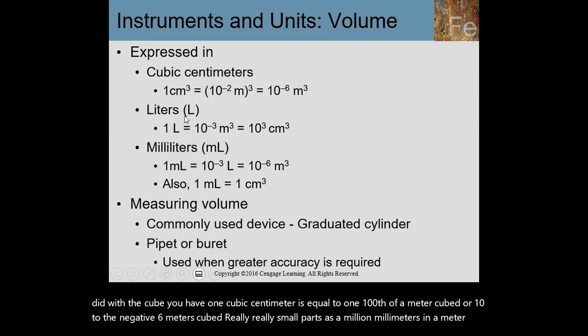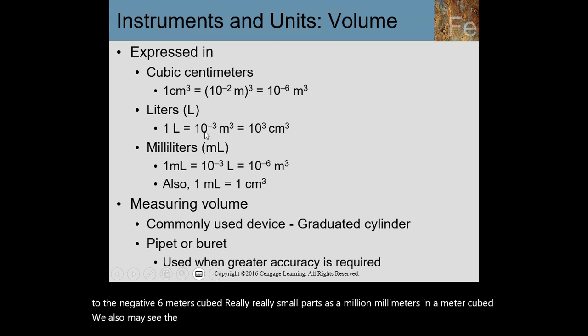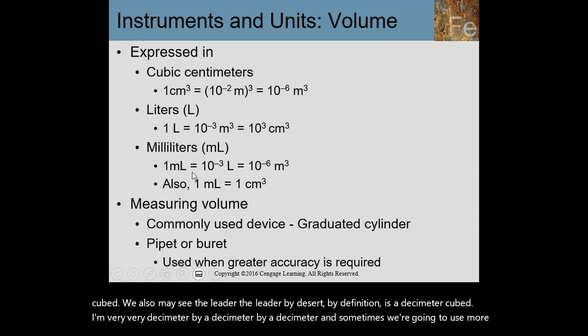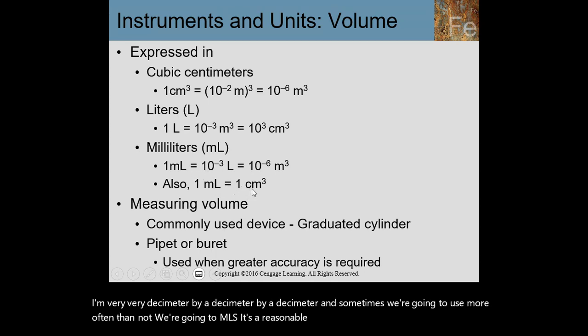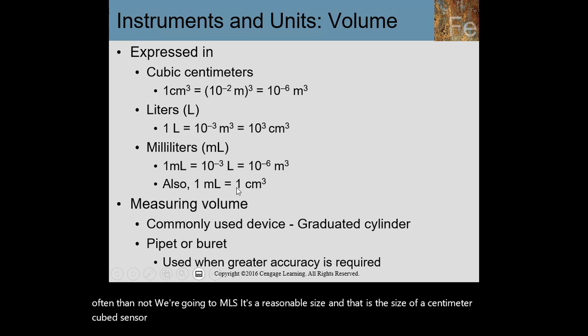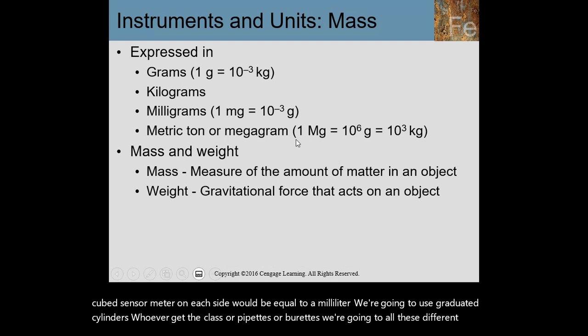We also may see the liter. The liter by definition is a decimeter cubed, a decimeter by a decimeter by a decimeter. More often than not, we're going to talk about the milliliter because it's a reasonable size. And that is the size of a centimeter cubed. A centimeter on each side would be equal to a milliliter. We're going to use graduated cylinders, pipettes, or burettes, and all these different things whenever we get to class.